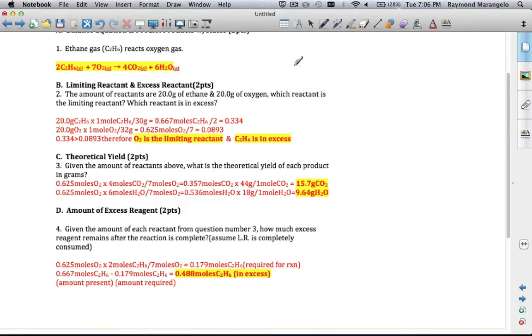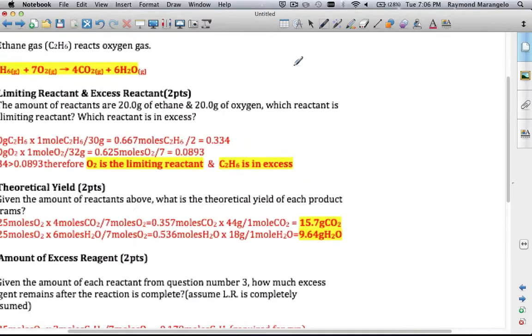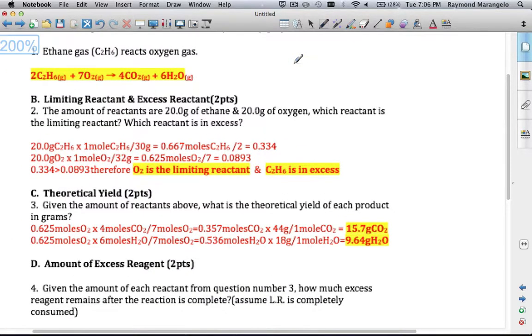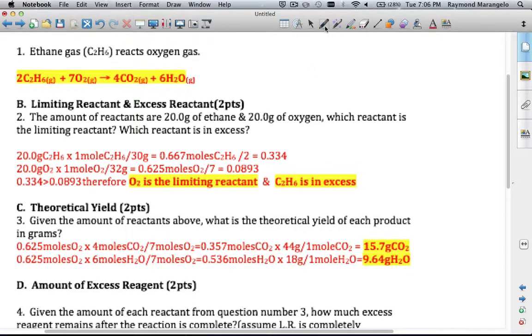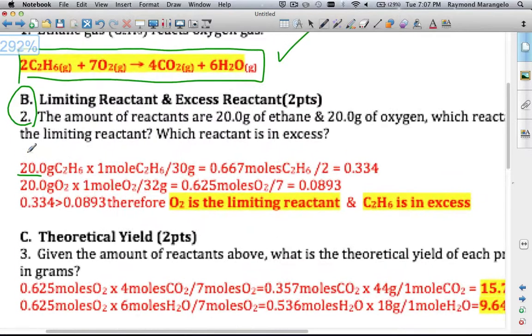So I taught this a little bit over a year ago, when I made this worksheet. Let me just explain to you, this worksheet's a little bit different than the way I just worked through it. All right, number 1, balanced reaction, same, cool. Number 2B, limiting reactant, excess reactant. What I did was I took the amount of my C2H6, I divided it by 30 grams, and I got the number of moles of the C2H6. Then I divided it by 2.